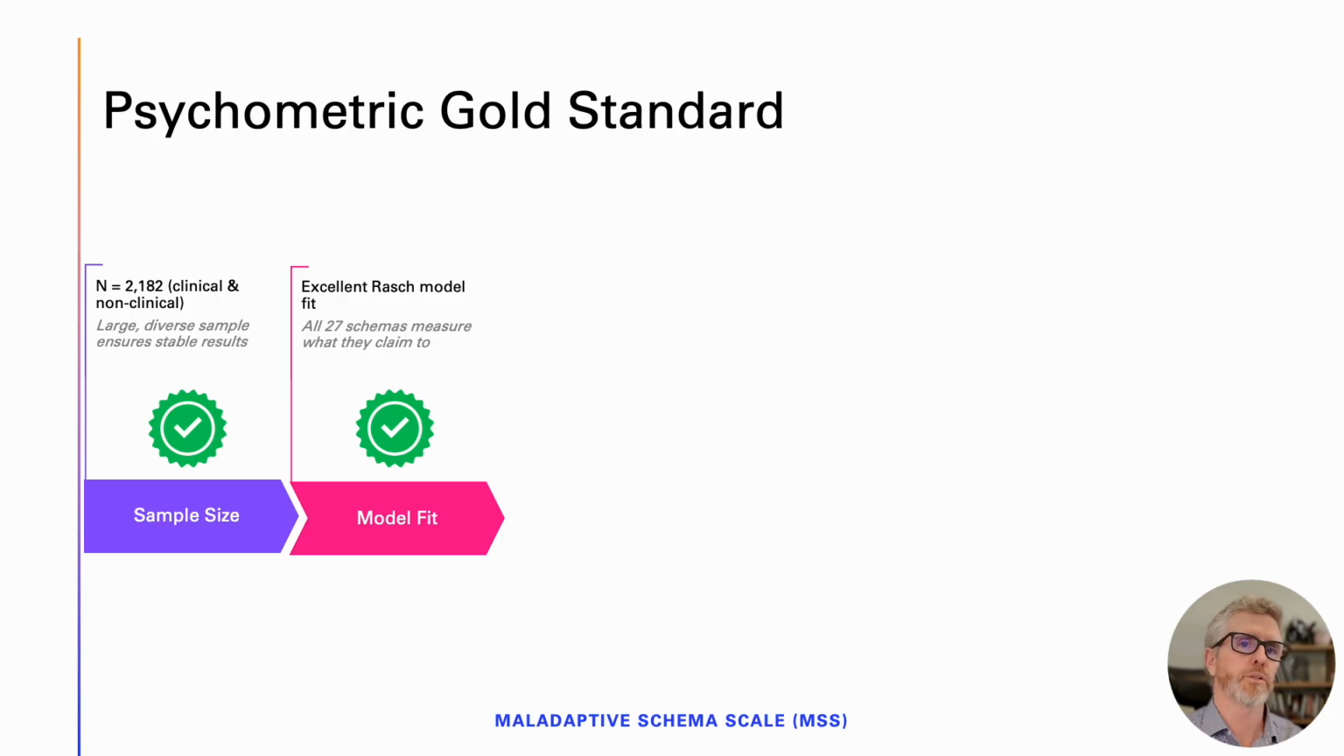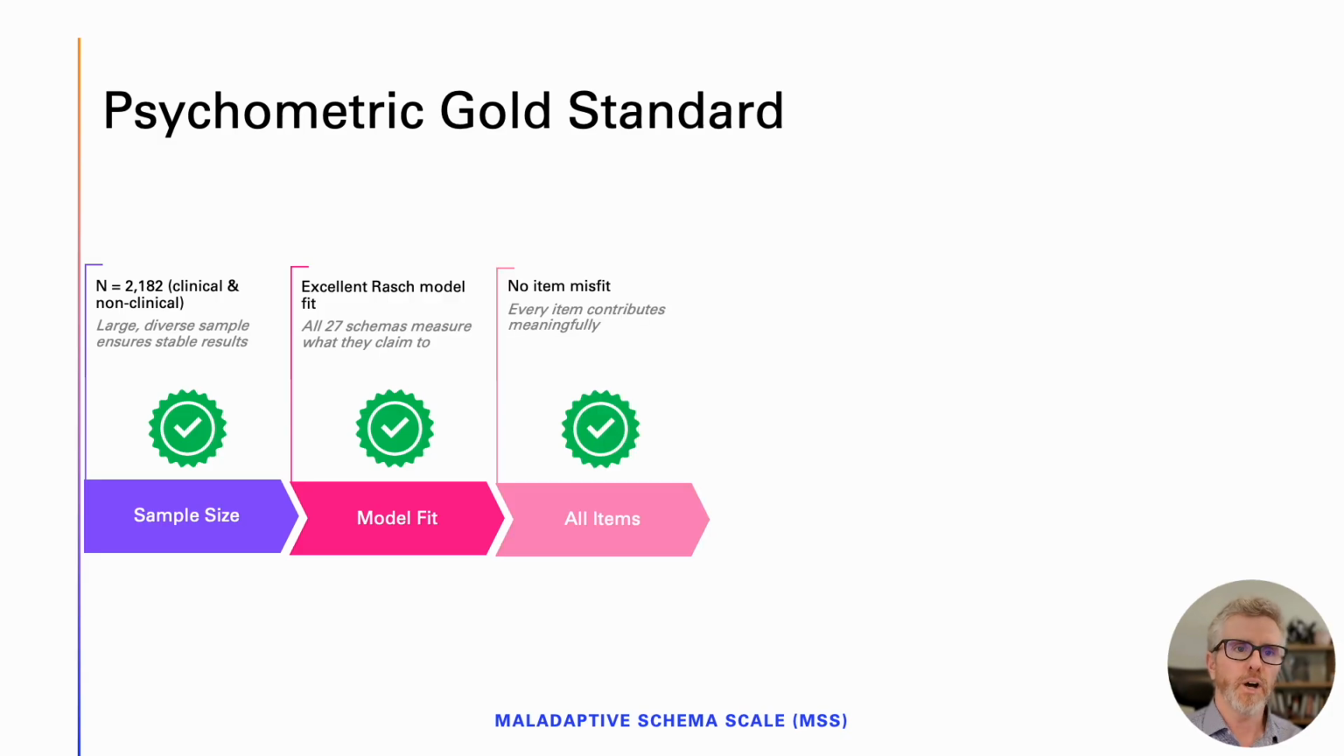Every single one of our 27 schemas shows excellent Rasch model fit. What does that mean? Well, it means each schema measures what it claims to measure. The items are working together to assess a single construct. The MSS is currently the only schema scale to test for this strict model fit. And it's really important because otherwise it raises questions about whether a scale is actually measuring what we think it's measuring. No item misfit. All 108 items contribute meaningfully to their respective schemas.